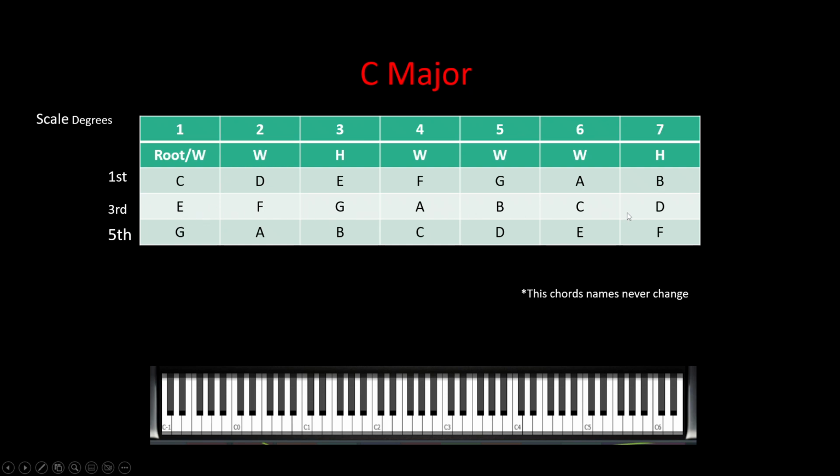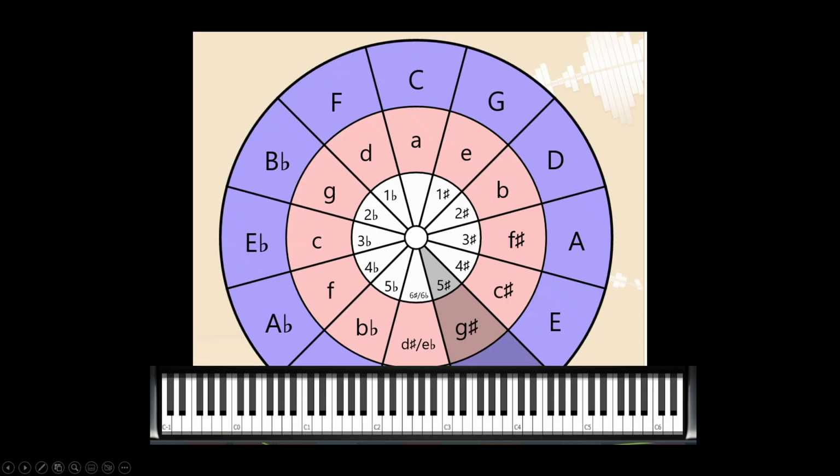The property of the third is going to change sometimes, but this name, C, E, G, is always going to be there. All right, so let's go to another example.